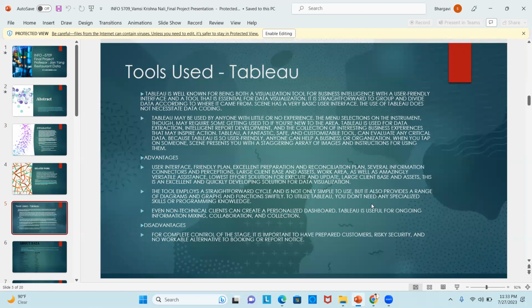For this, the advantages are a user-friendly interface, excellent preparation and recommendation plan, several information connectors, and also tools to employ. Straightforward cycle is not simple, but it also requires some diagrams and graphs to function swiftly. Disadvantages: for the complete stage, it's very important to have prepared customers, risky security, and no workable alternative to booking or report notice.